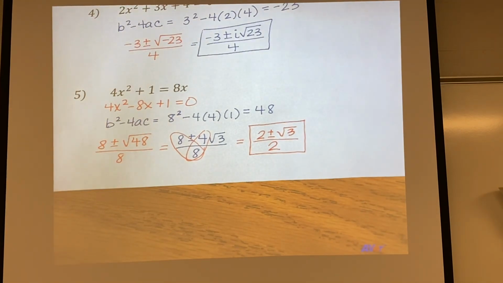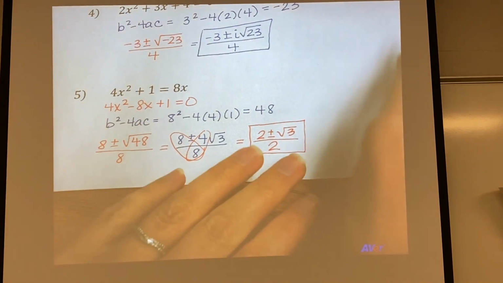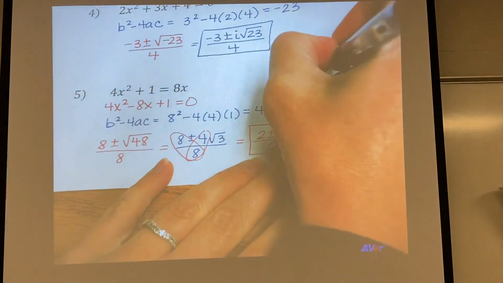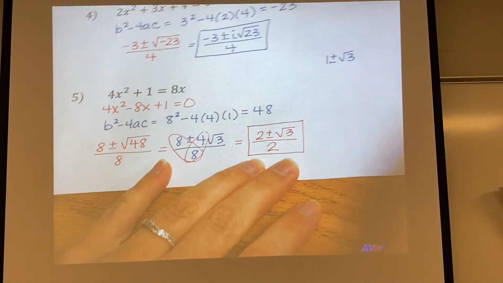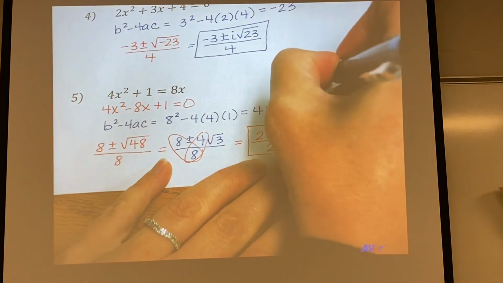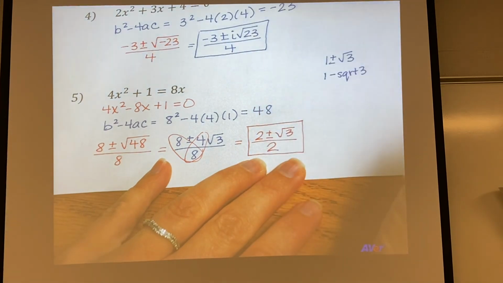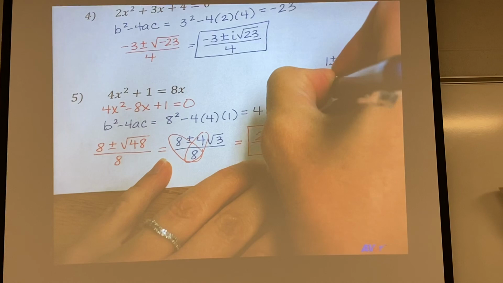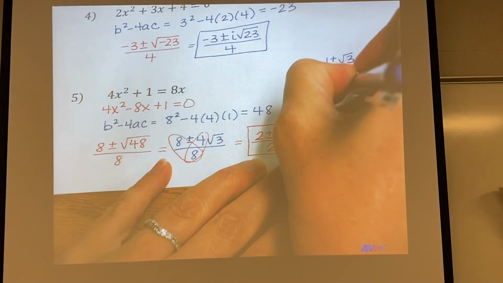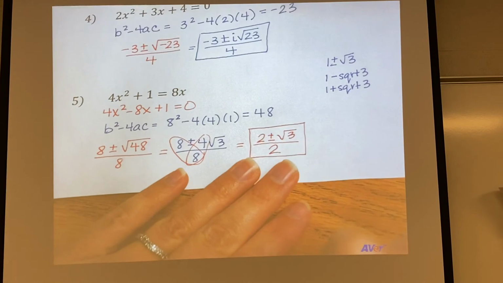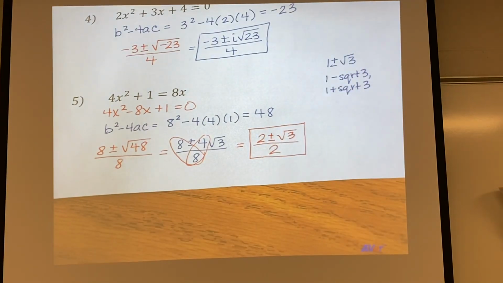Oh, I do want to show you when you're putting things in the computer. Let's say your answer was 1 plus or minus radical 3. You would put that in the computer by saying 1 minus the square root of 3. So remember, we use SQRT for square root, and then 1 plus the square root of 3. Put a comma in between. They'll be all on one line, not two separate lines, but just remember to use that SQRT for square root.